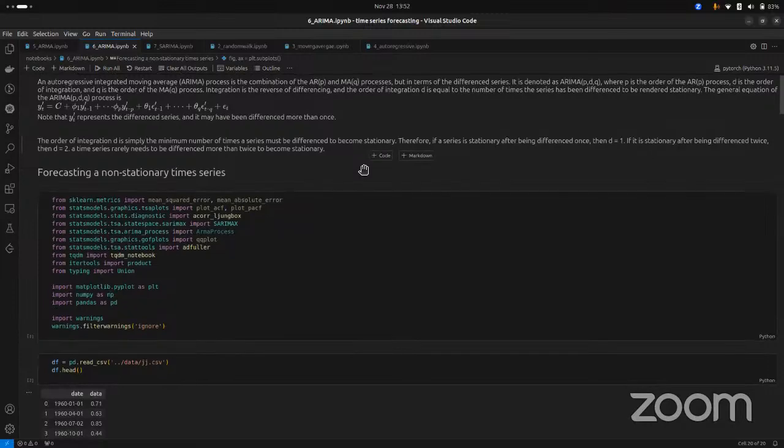Most of the time we only difference a series once, and that means D is going to be one. But sometimes it's still not stationary. We still have a value very close to 0.05, so we can't really reject the null hypothesis. So we have to difference it again, which means D equals 2, and then it most likely is going to be stationary. We don't need to difference a series more than twice in most cases.